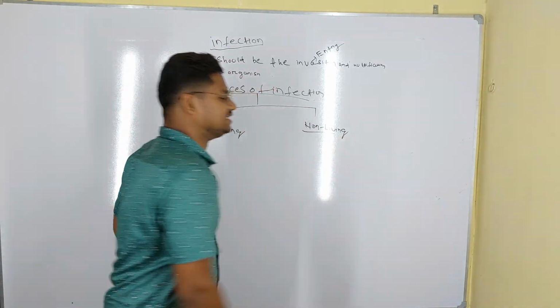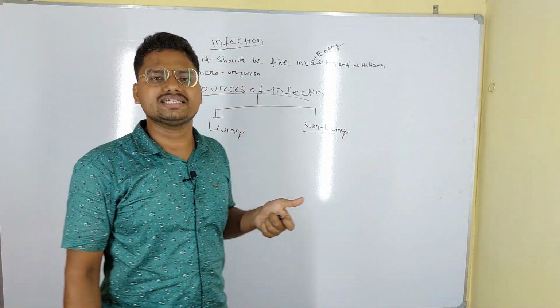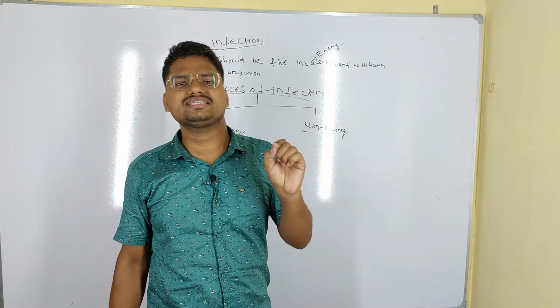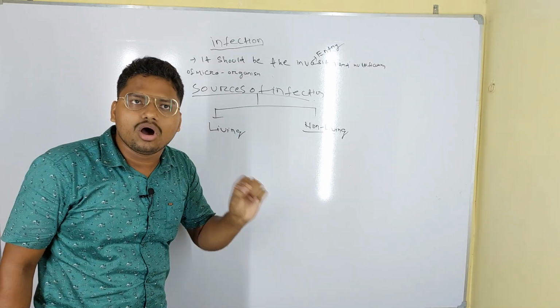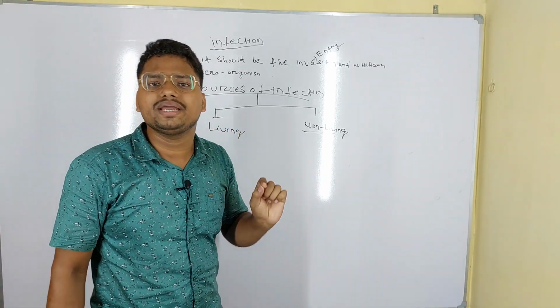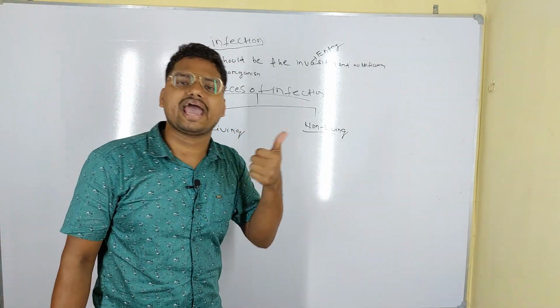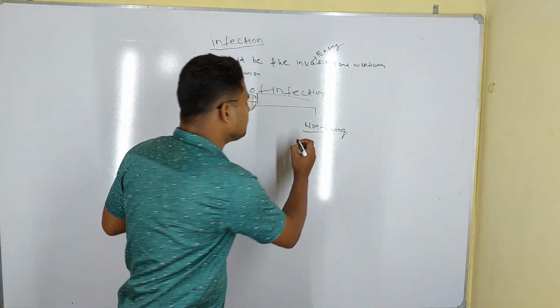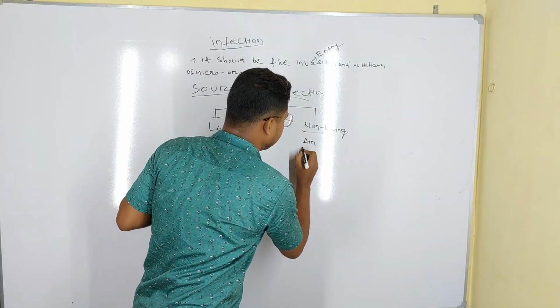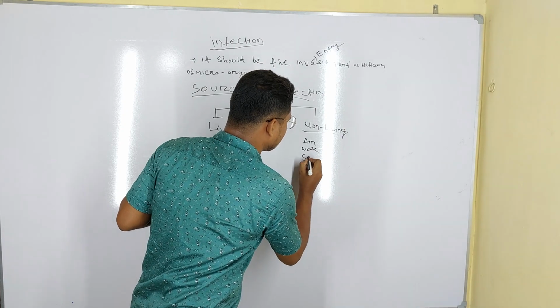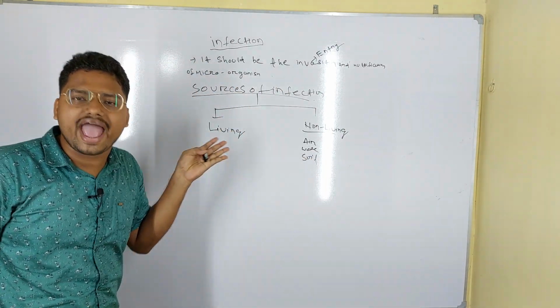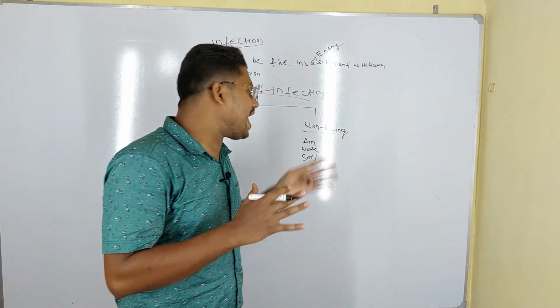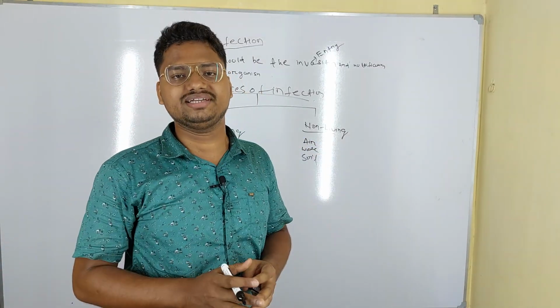The non-living things. The non-living things, what do they mean? Non-living things are the types of infection in which the sources are non-living. They cannot have a life. That is, for example, air, water, then soil. These are the examples of the non-living things.